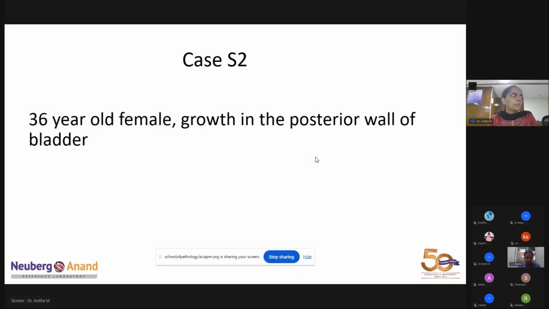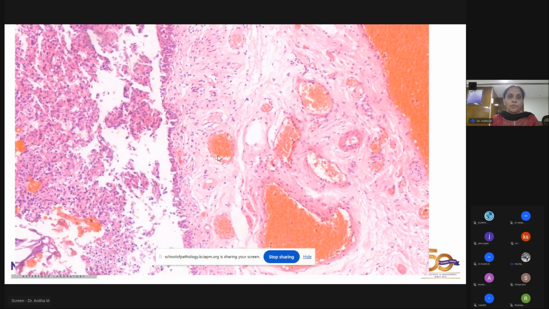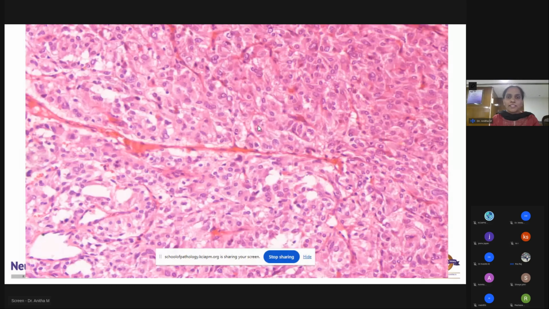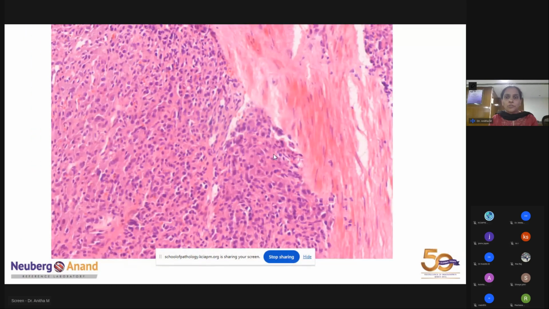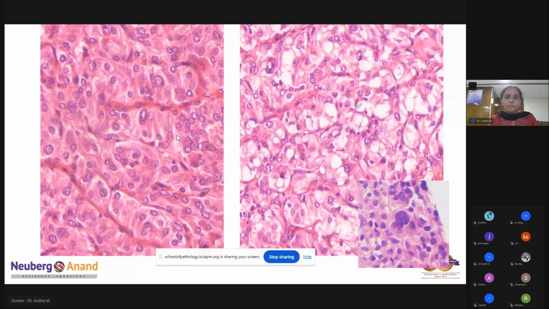Okay. As already described by Ria, this case is a 36-year-old female with growth in the posterior wall of the bladder. And you can see the bladder tissue with a normal urothelial lining. And the tumor is arranged in nest or Zellballen pattern with abundant eosinophilic cytoplasm surrounded by fibrovascular septae. And the tumor cells are seen infiltrating the muscularis propria. So the nuclei are relatively bland. They have a central round nuclei with powdery chromatin, and occasional pleomorphic cells were seen. But overall, there was no atypia, mitosis was not there, and there's no necrosis.